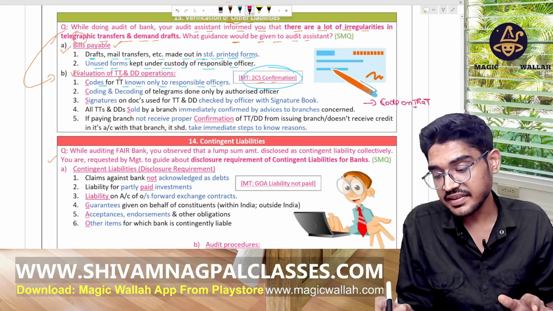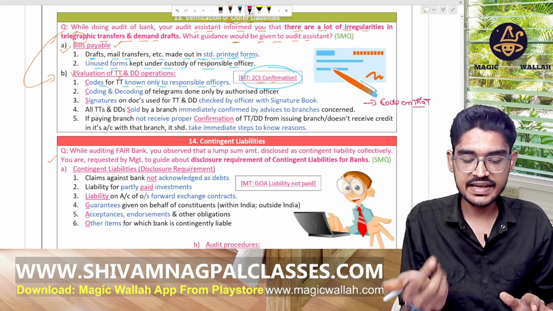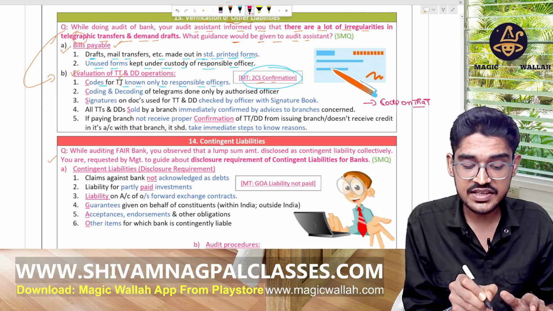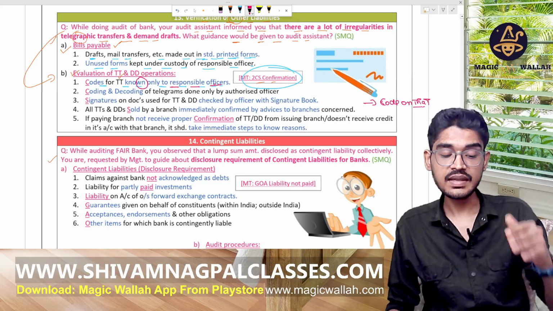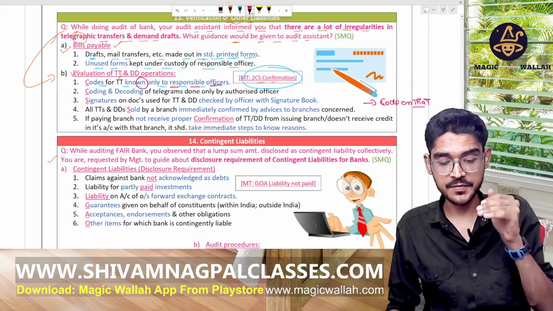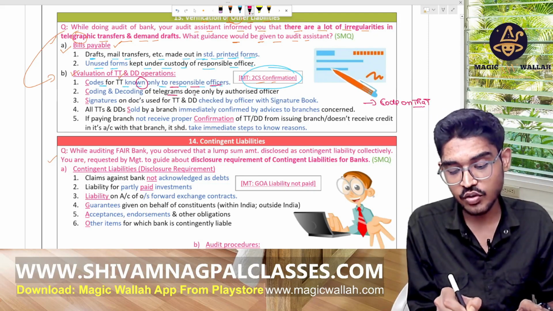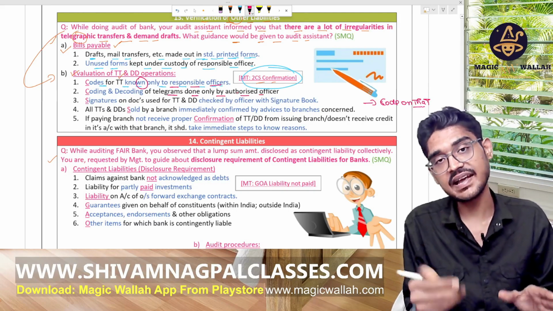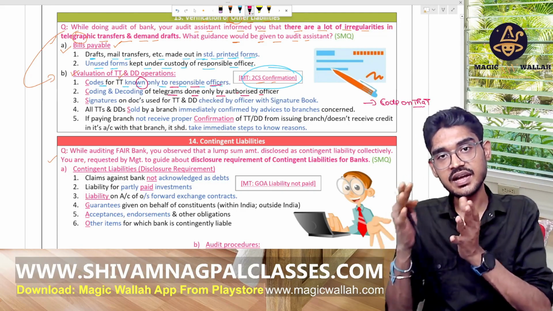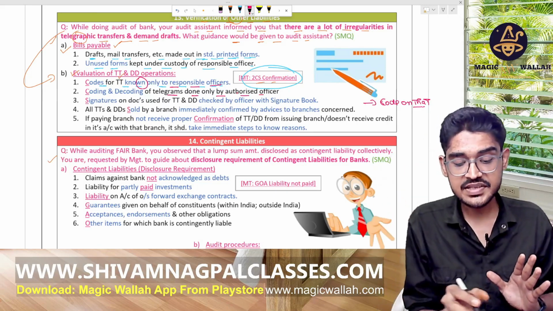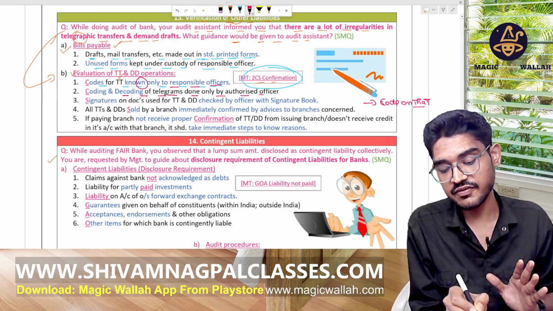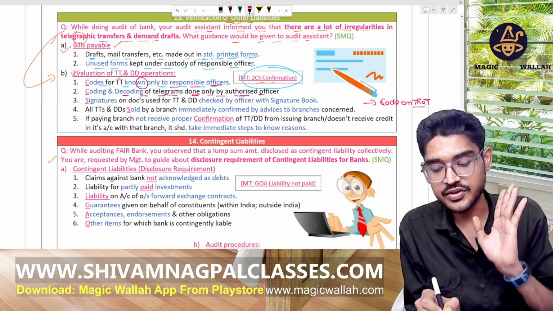Similar to that, there is some code on the TT and the DD also. These codes are known to the responsible person only. By C means coding and decoding of telegrams done only by the authorized person. Just like in the case of a cheque, where coding and decoding is done, sign checking is done, batching is done, similarly here, coding and decoding of telegraphic transfer are done by the authorized officer only.